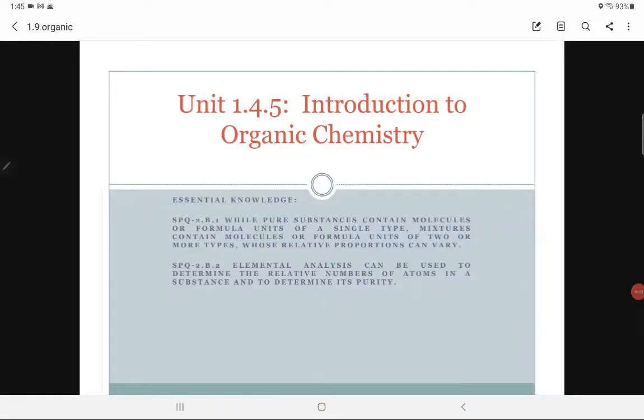Okay, today we're going to talk about a very brief introduction to organic chemistry. This isn't specifically with Unit 1, but this is going to get us ready for some of the things we're going to talk about in Unit 2 and Unit 3. And you don't have to know a lot of organic chemistry, but you do have to be somewhat familiar with a few of the names.